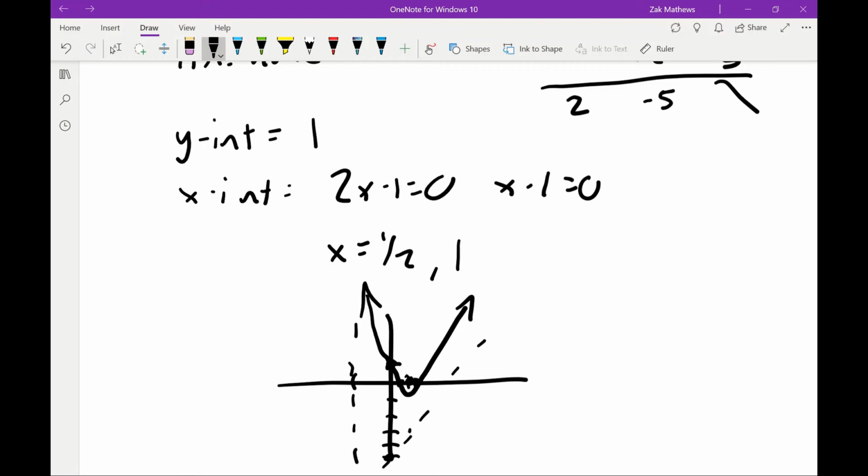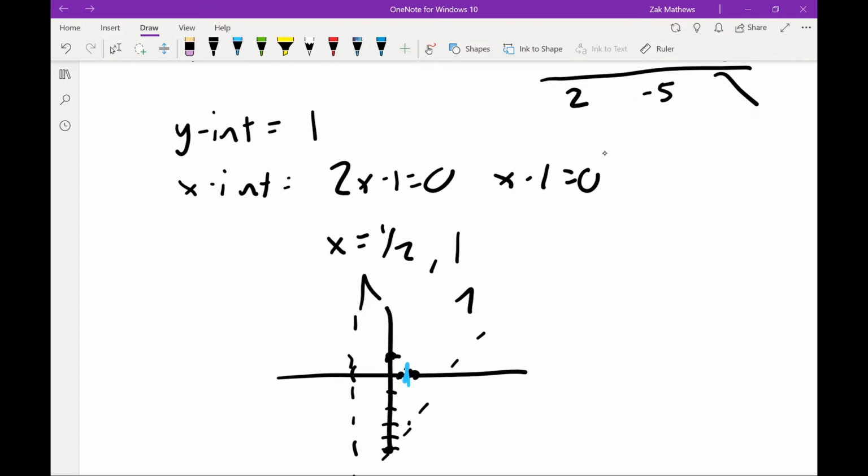Getting a little bit messy in there because I don't have graph paper. That's my x value of 1. Actually not quite. Let's try that one more time. This was my x value of 1, so I'm going to put it in a different color so we can see it.